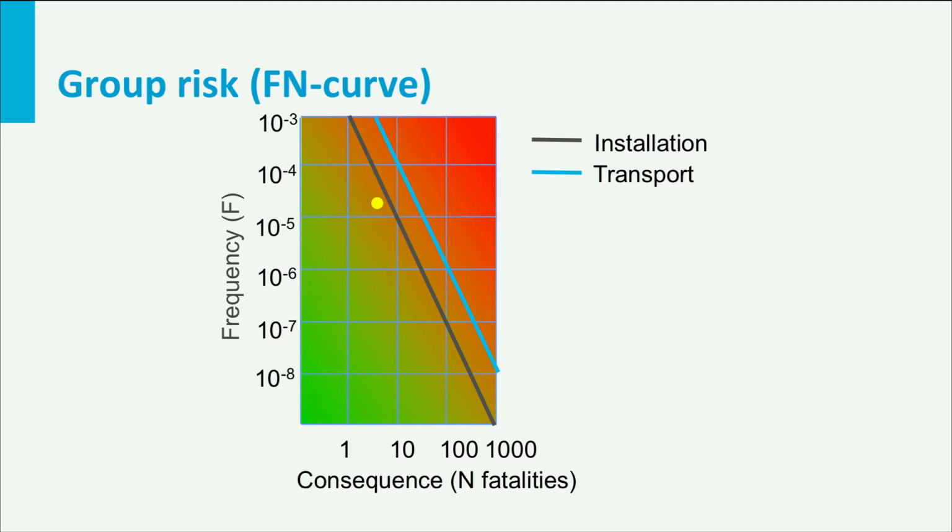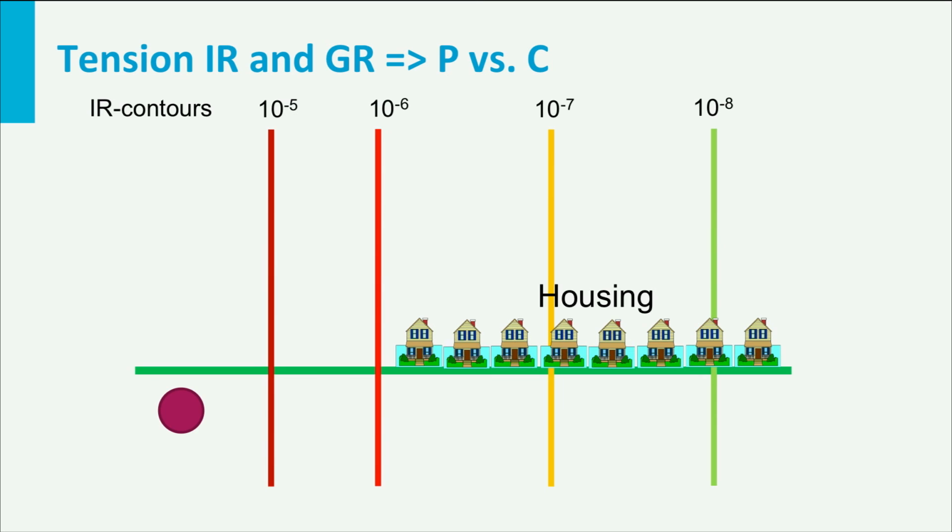An interesting phenomenon can occur, which also makes clear that there is a tension between the concepts of localized risk and group risk. Let's assume the situation is like the one shown in this picture. Houses are built beyond the risk contour of 10 to the minus 6. So once every 10 million years, a certain number of people might die because of a gas cloud escaping this chemical plant. As you can see, the houses are built beyond the risk contour of 1 in a million years, so parties have agreed that this is an acceptable risk.